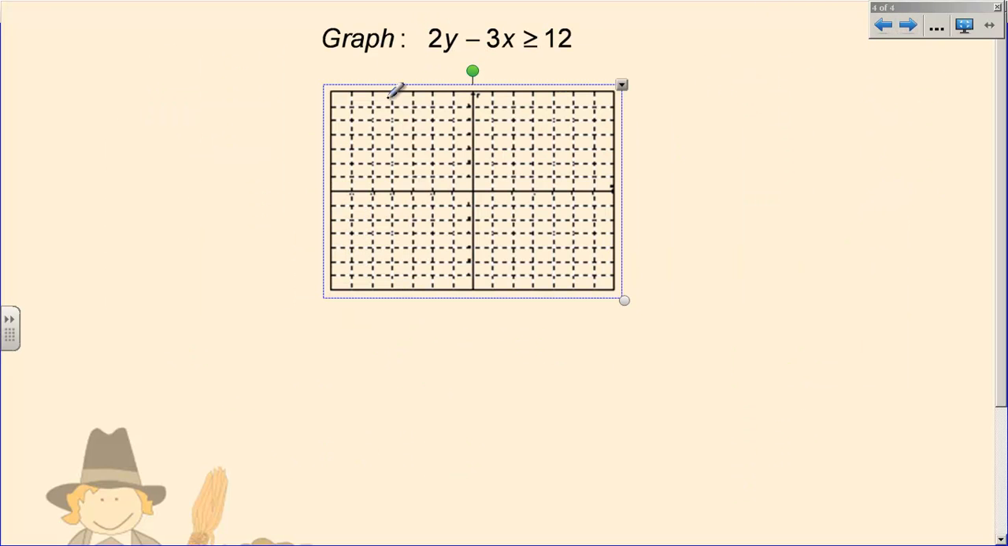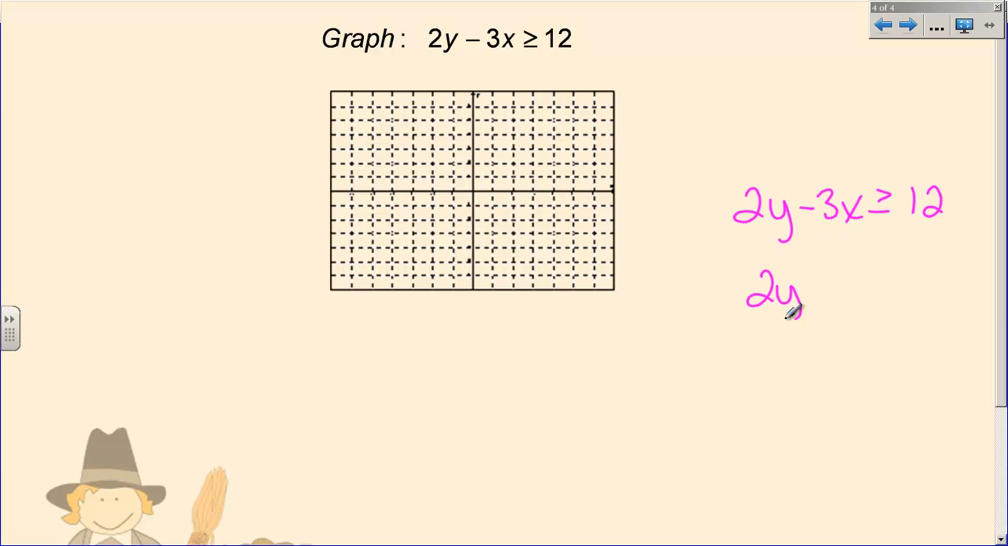One last one. We're going to solve this inequality for y first. So I have 2y minus 3x is greater than or equal to 12. I want to get the y by itself, so I'm going to start by adding 3x to both sides. So I have 2y is greater than or equal to 12 plus 3x. And then I have to divide everything by 2. Since the 2 is positive, it gets to stay greater than or equal to. 12 divided by 2 is 6. 3 divided by 2 just becomes 3 over 2x.